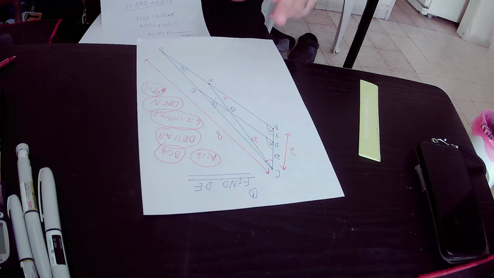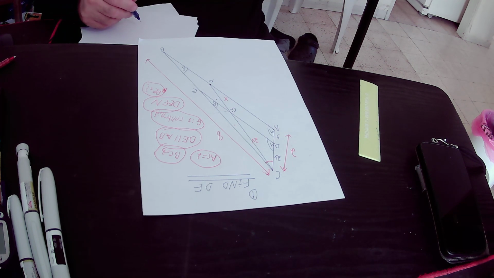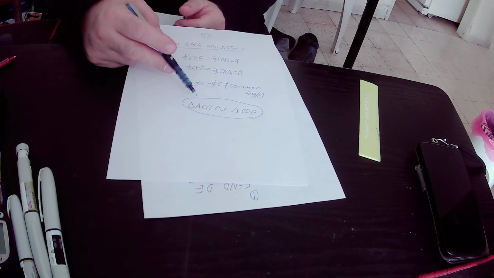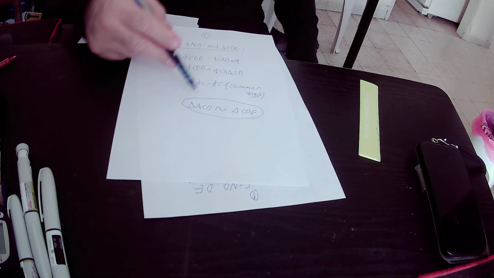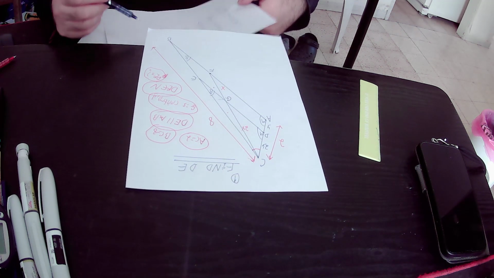Therefore, triangle ACB is similar to triangle CDE. That is the sign of similar. Triangle ACB is similar to triangle CDE according to angle rule.